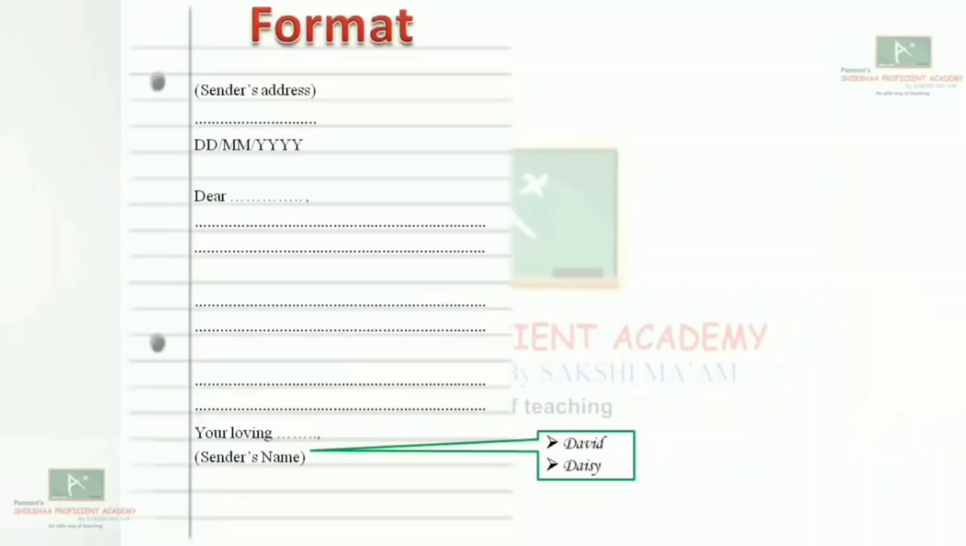I repeat the format. Sender's address without any punctuation, date in date, month and year format, leave a line, salutation. We begin our letter from the next line on the left margin. We leave a line in each paragraph. We end our letter with a closing remark and the name of the sender. This is a format for an informal letter.